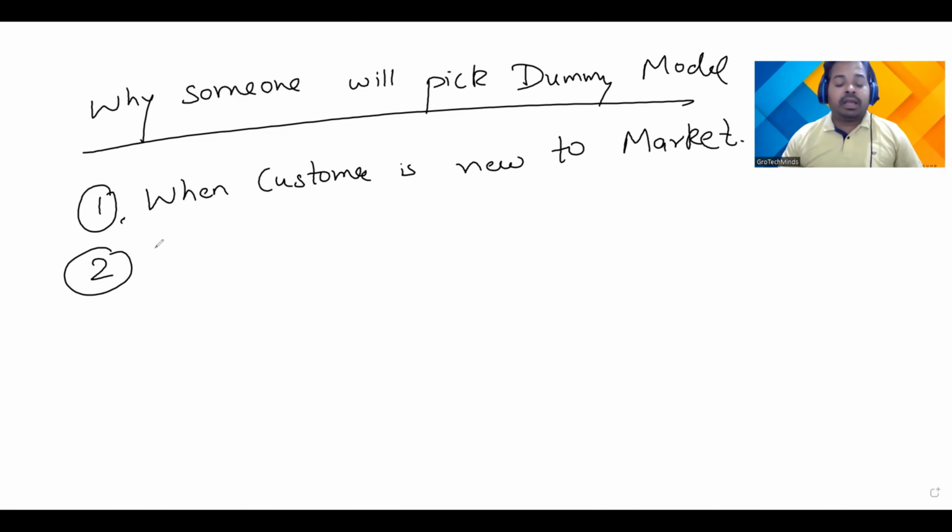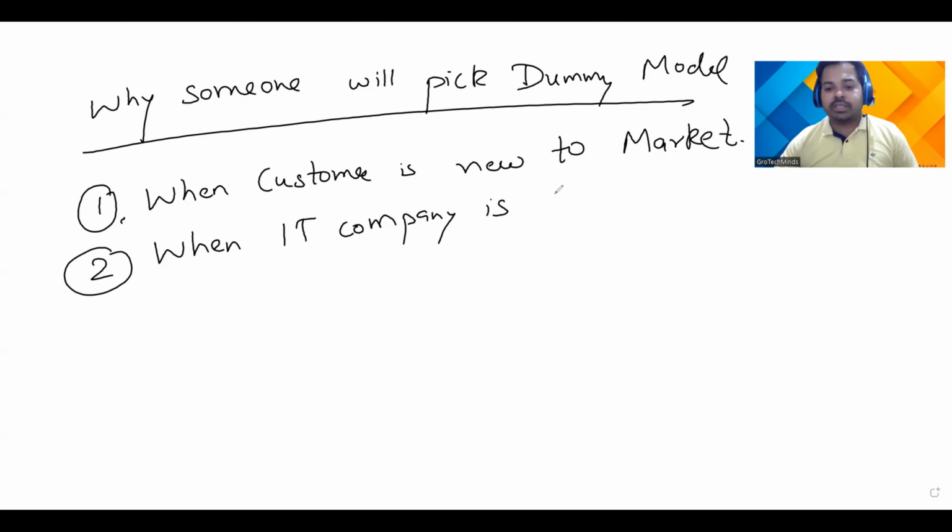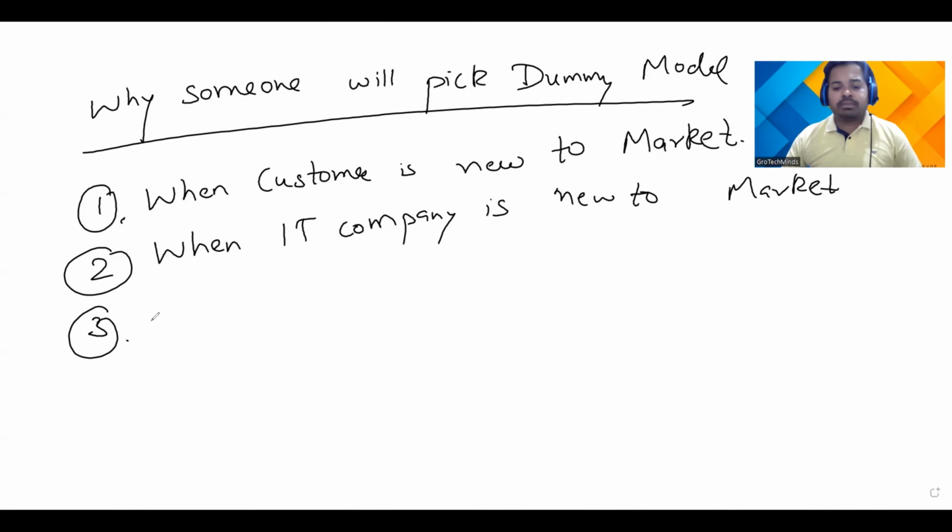The second point is when the IT company, the company who is developing the project, is new to the IT market. The third reason why somebody will follow the dummy model or the prototype model is because the IT company, the company who has to develop the application, is new to the domain. Are you all getting the meaning of domain?